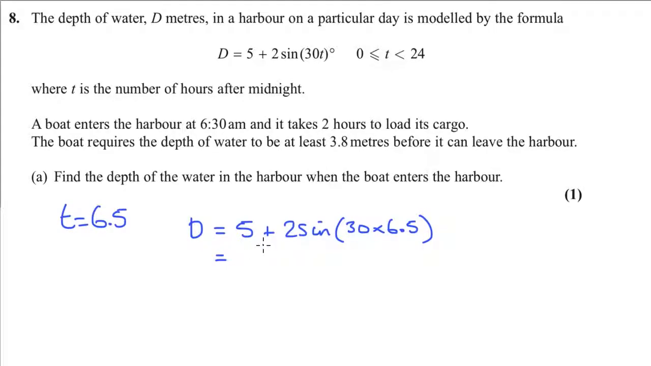Make sure your calculator's in degrees. And just type that in. So 5 plus 2 sine 30 times 6.5. And I've got 4.48.